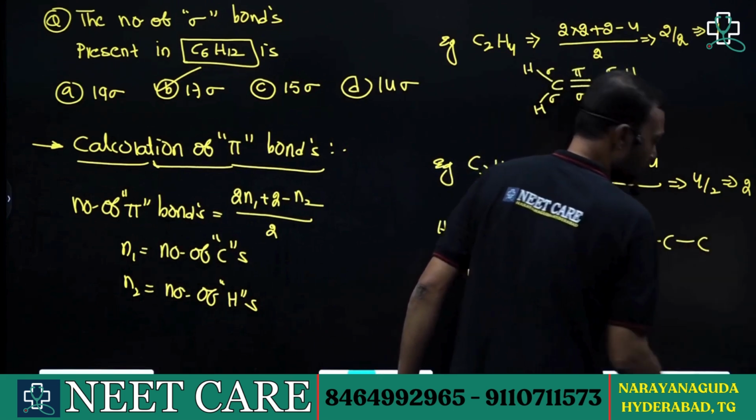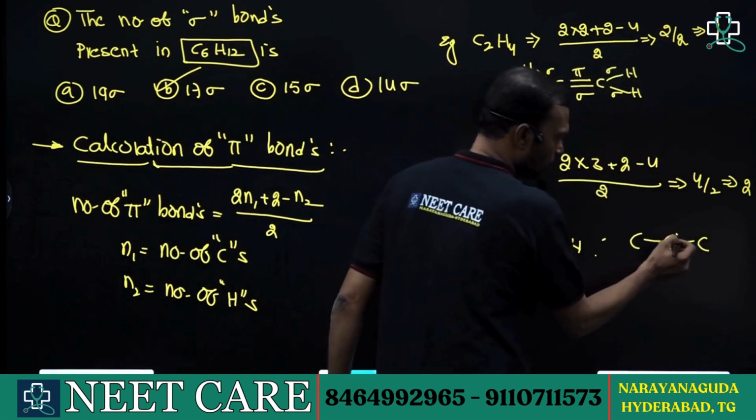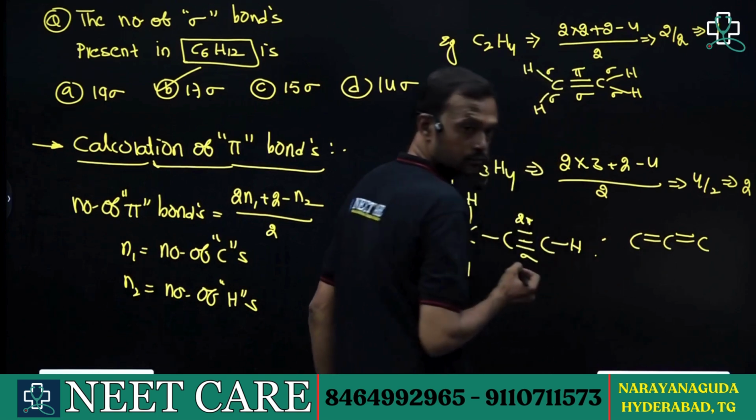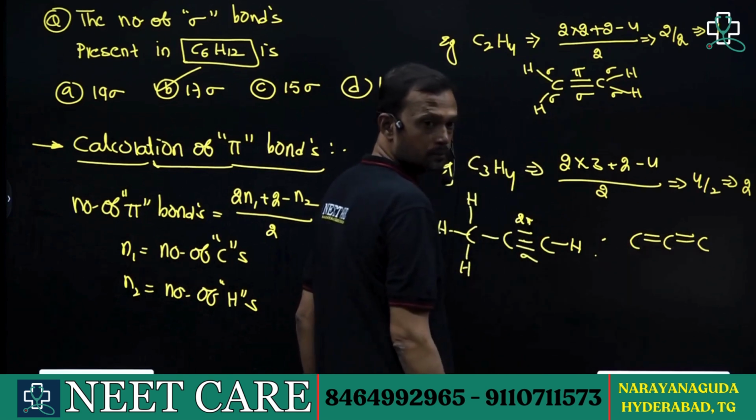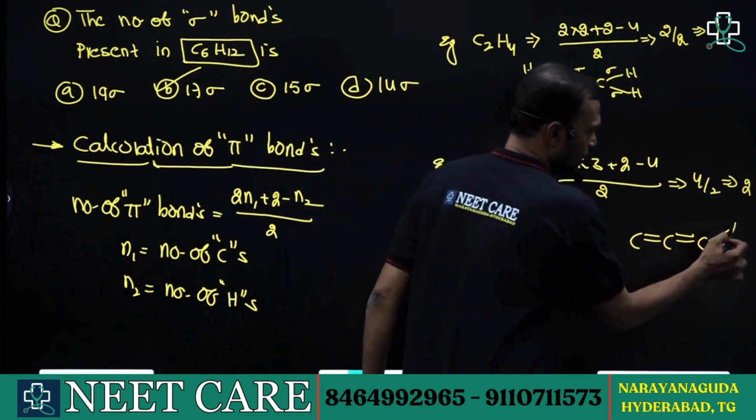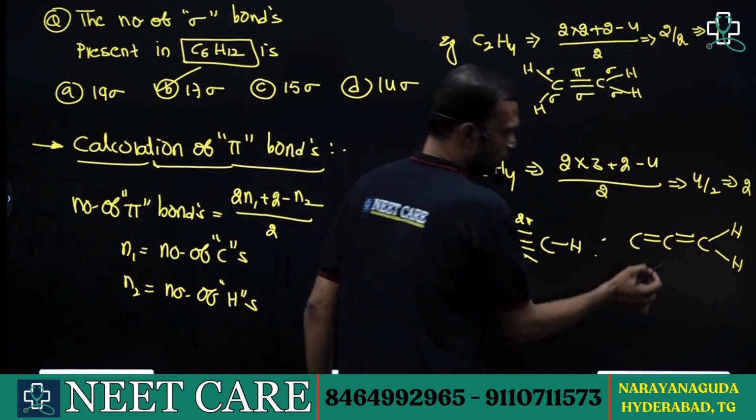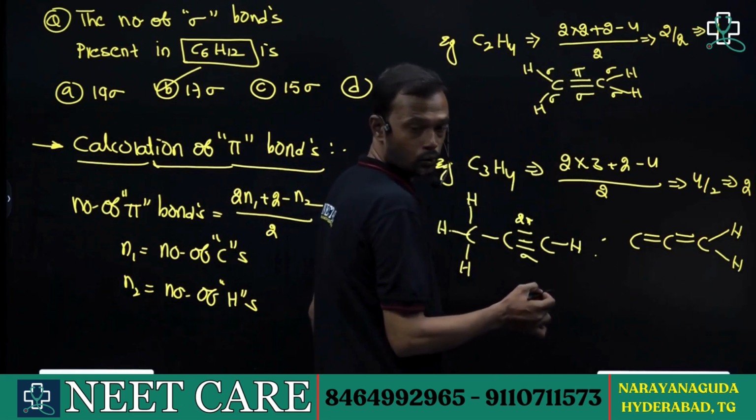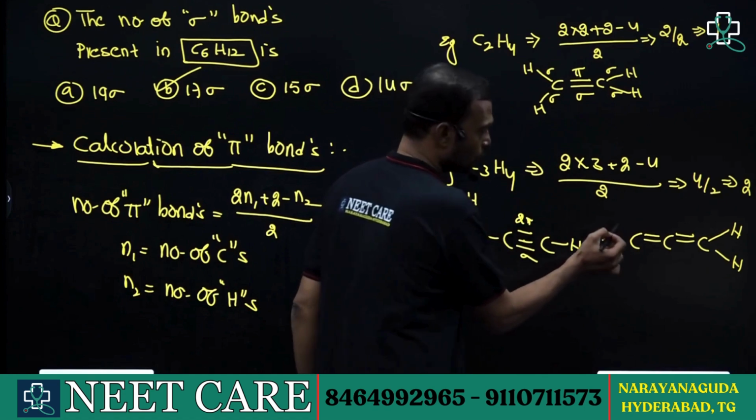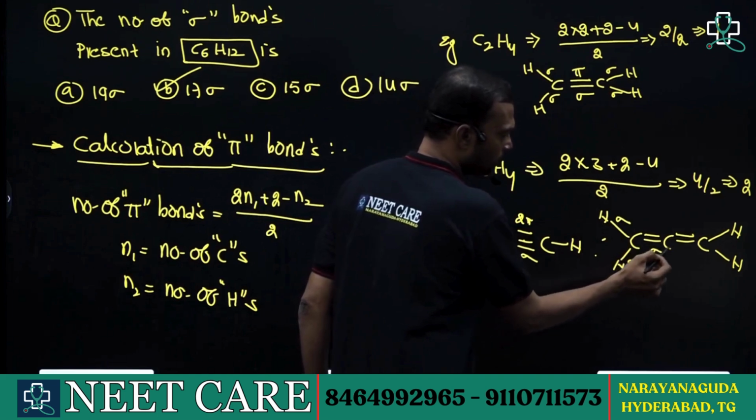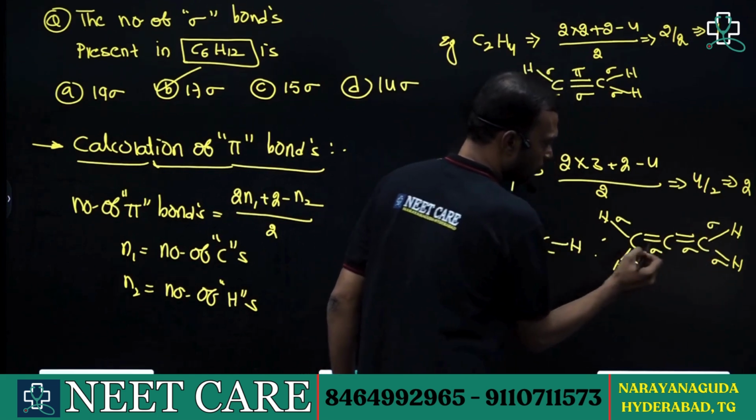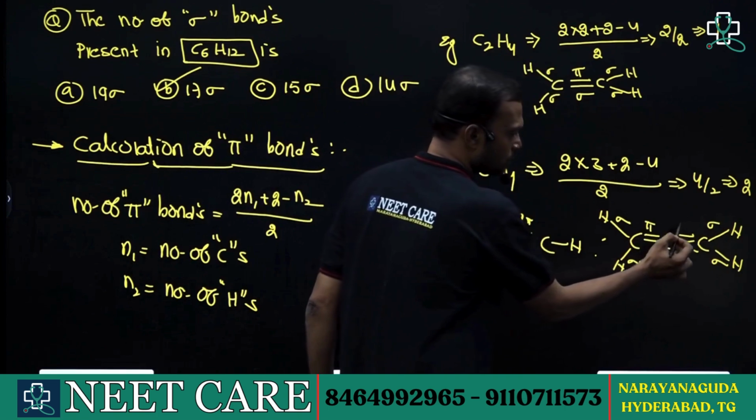Now we can also consider one more structure. Carbon, carbon, carbon. Now here I am putting one double bond, and here also one more double bond. Like that also we can write. Here how many hydrogens should I write? 2 hydrogens. Here 1 hydrogen, and here 1 hydrogen. Here how many hydrogens? No hydrogen. And here 2 hydrogens. Sigma, sigma, sigma, sigma, sigma, sigma. Here what is this? Pi bond. And what is this? Pi bond.